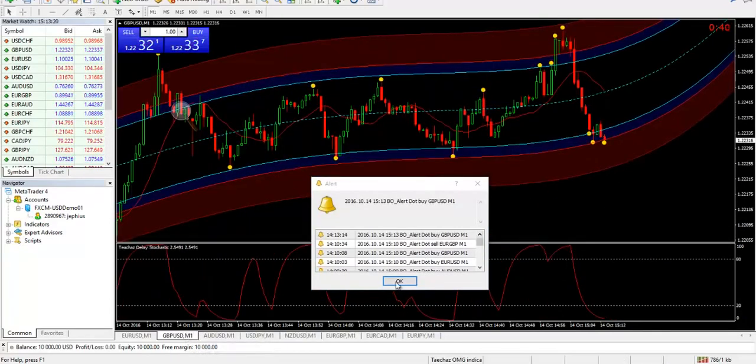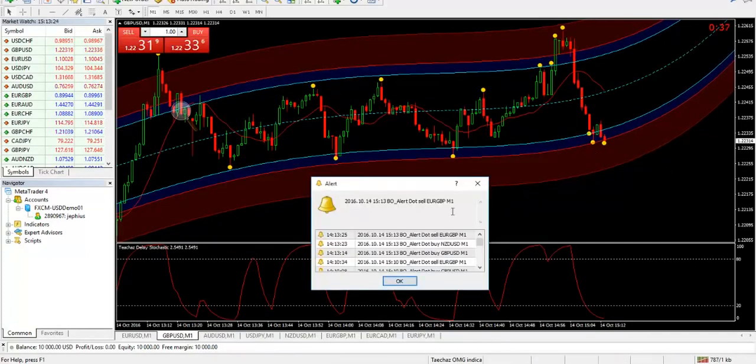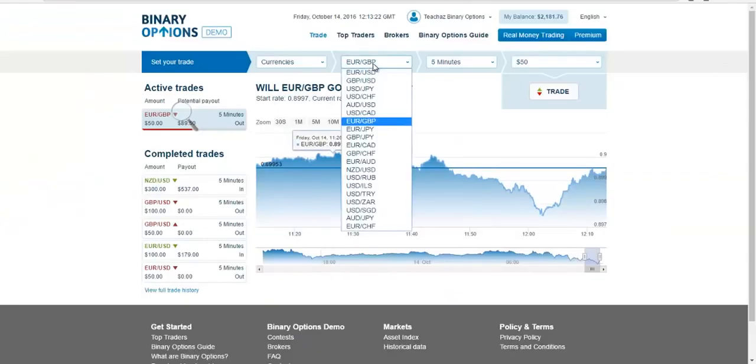There is another possible trade, the GBP USD. It's already in the red zone and I'm getting the signal saying it's going to go up. So I'll quickly just go to this.